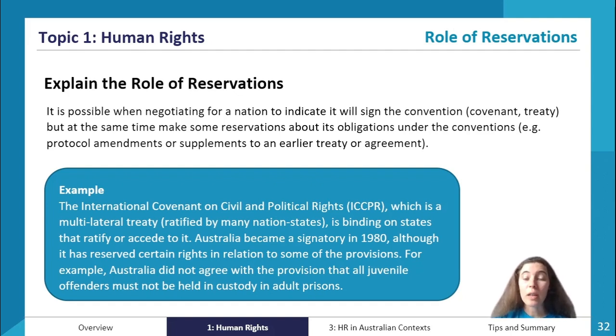The International Covenant on Civil and Political Rights, or the ICCPR, is a multilateral treaty, so it's ratified by many nation states, more than two, and it's binding on states that ratify it. Australia became a signatory in 1980, but it has reserved certain rights in relation to some of the provisions. So, for example, Australia didn't agree to the provision that all juvenile offenders must not be held in custody in adult prisons. So that's why that still happens in Australia, because we've not agreed to that provision as part of the ICCPR, and that's something that other nation states may disagree with, because they may have not reserved their right to go against that part of the convention.